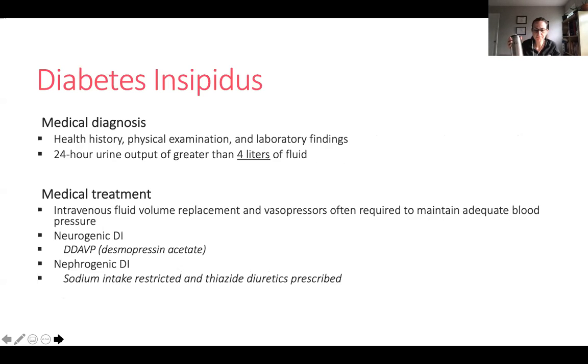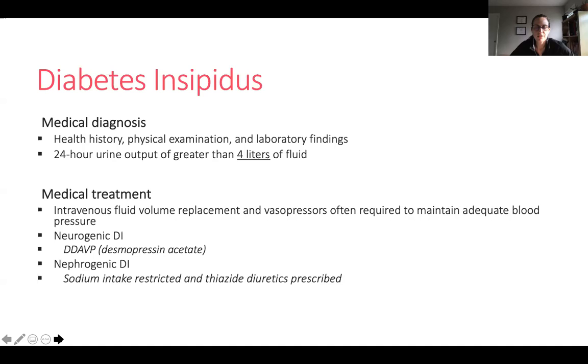Oh, and one thing, you might hear the term polyuria. That just means excessive urine. So for the diagnosis, it is done with the health history and labs. And then they'll do what is called a 24-hour urine specimen. And what they're looking for is if there's more than 4 liters of urine in a 24-hour period.